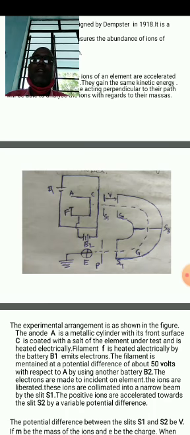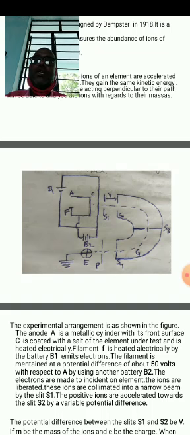Filament F, heated electrically by the battery B1, emits electrons. The filament is maintained at a potential difference of about 50 volts with respect to A by using another battery B2. The electrons are made to be incident on the element. The ions are liberated. These ions are collimated into a narrow beam by the slit S1.